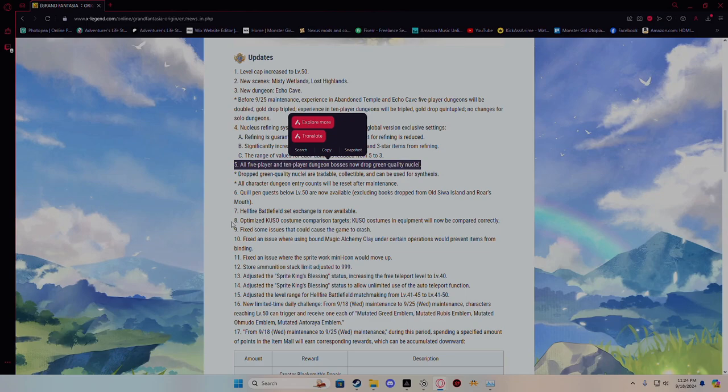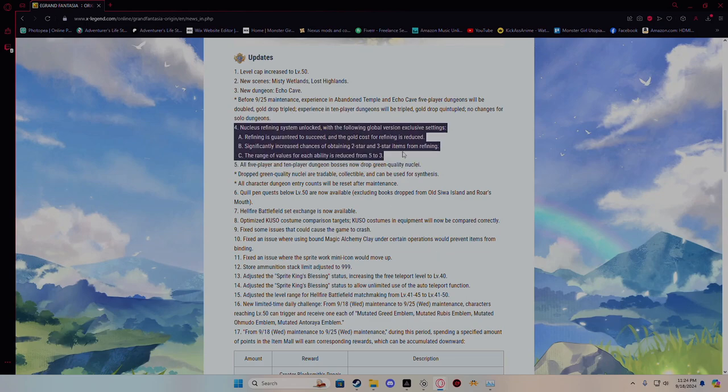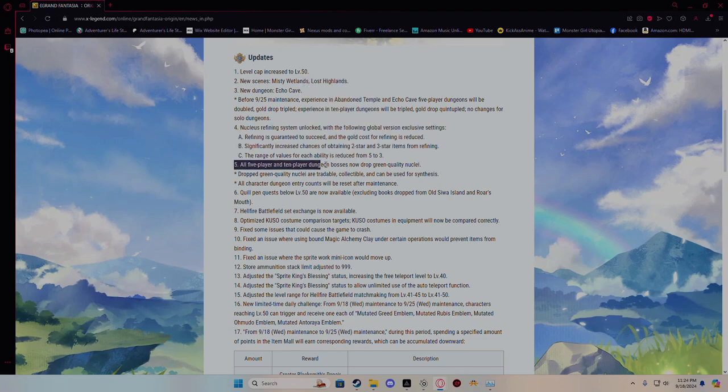Now, for those of you who are saying, dude, read the rest of it, I'm going off as I see through the numbers. I'm not trying to look ahead. We're going down every number, okay? So hold your horses. But only the 5-player and 10-player dungeons drop green nuclei. Only those. Solos do not.